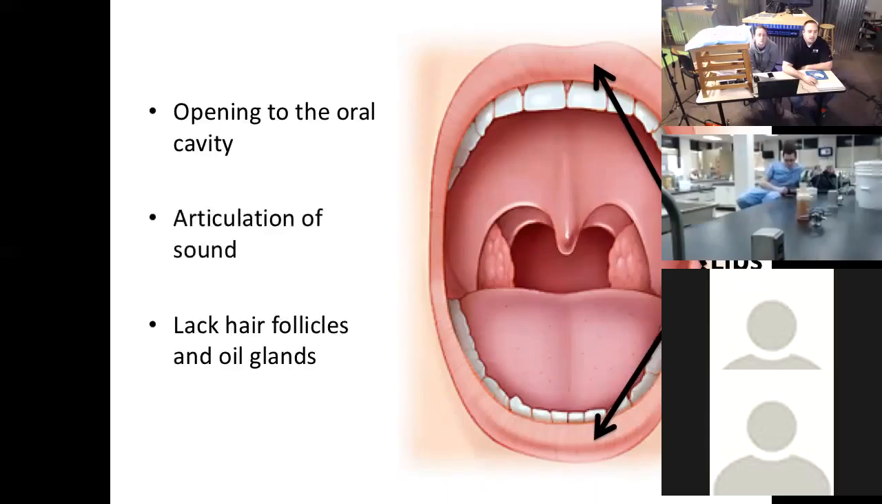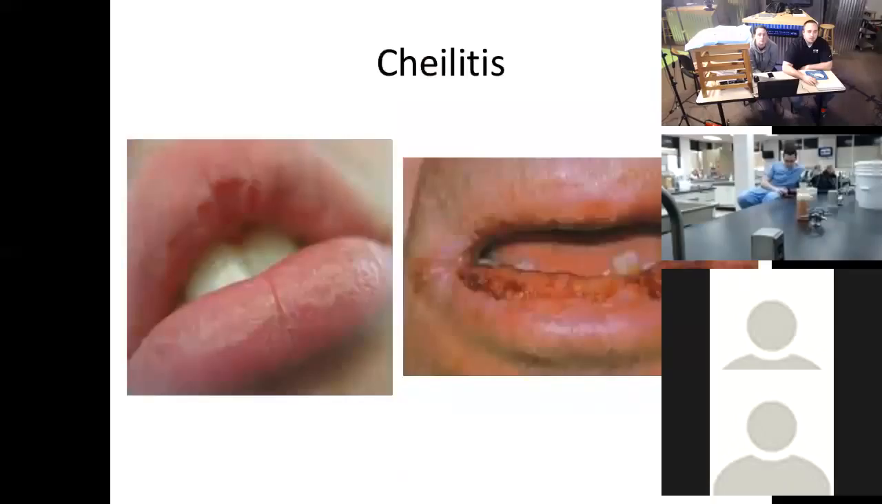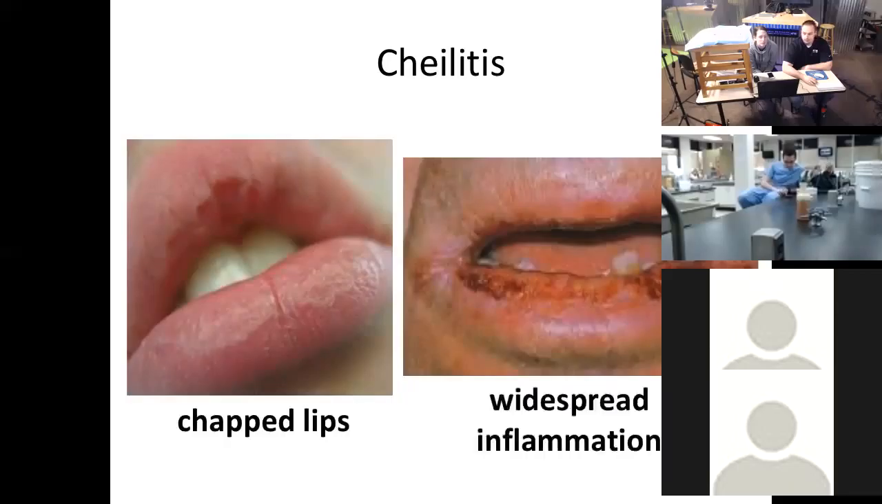Something weird about them is that they lack hair follicles and they lack oil glands. What this means is that they can easily dry out, unlike other skin, which is obviously why many people use chapstick. Our first clinical correlation is cheilitis, which is inflammation of the lips. This can range anywhere from just chapped lips, which you see on the left, to widespread inflammation, such as the picture on the right.